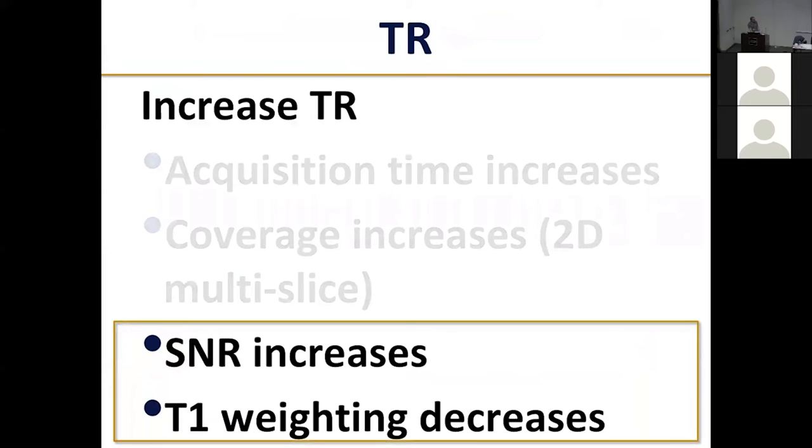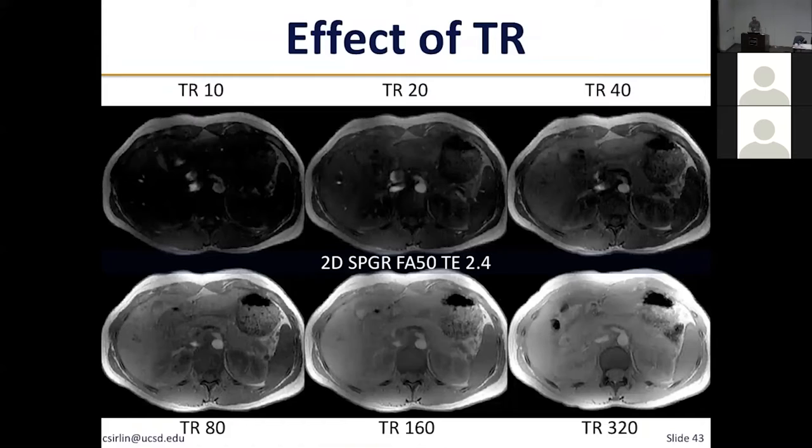So let's look at the effect of TR on signal to noise. Here we have a TR of 10 milliseconds, 20, 40, 80, 160, 320. All of these images were acquired with the same exact sequence. In this case, a two-dimensional SPGR, flip angle 50, TE 2.4. You don't need to memorize this for now. Just remember that all of these images were acquired with exactly the same sequence.